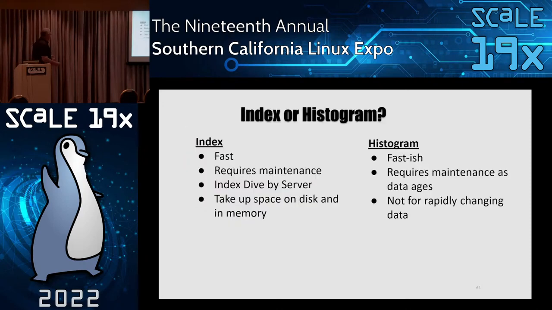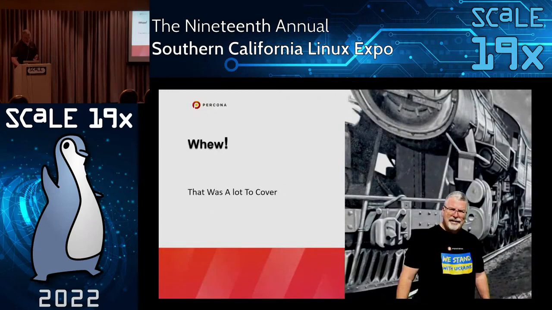Now, indexes are fast. Histograms can be fast. Indexes require maintenance. Histograms, you can rebuild them as you need. Once again, you're not going to use it on high churning data. Occasionally, the server will do what's called an index dive to double check the statistics to make sure that the indexes are pointing to where they're supposed to be. That can hit at the wrong time. Also, indexes take up space in disk and memory, and that's kind of an offset there. So if you have data that doesn't change very much, consider a histogram. And if you have stuff where you really need it fast and really need it super accurate, use an index.